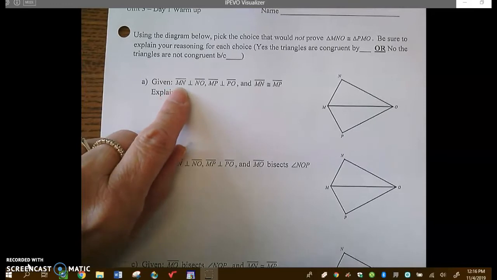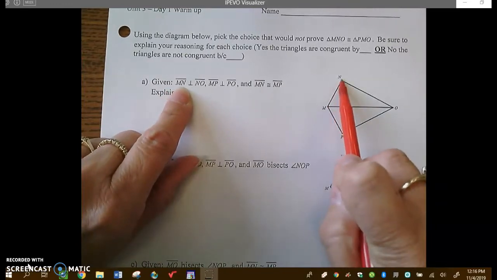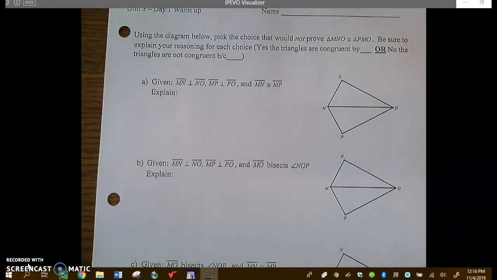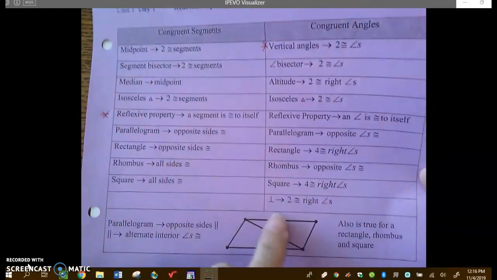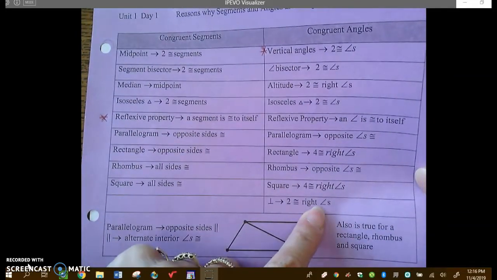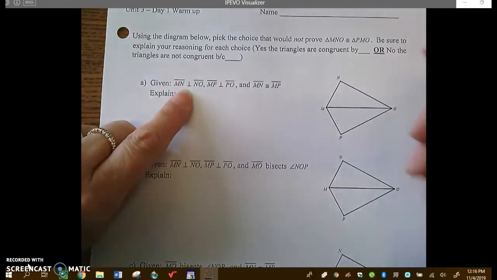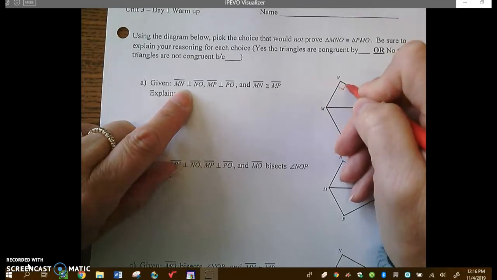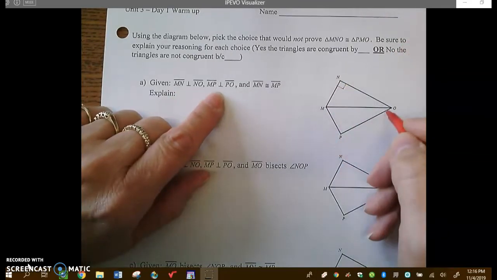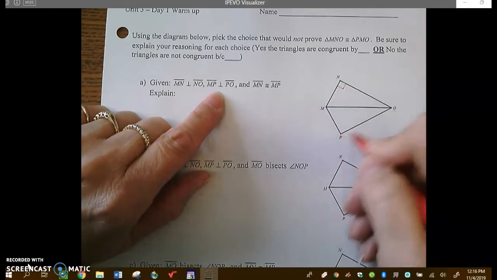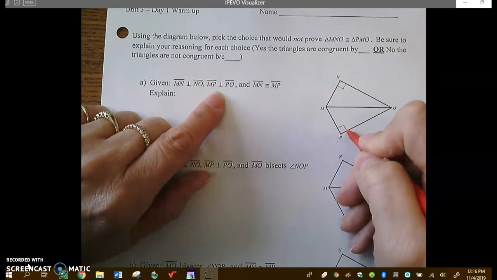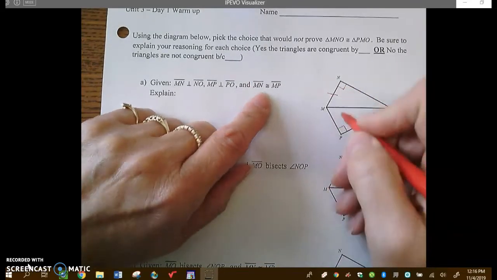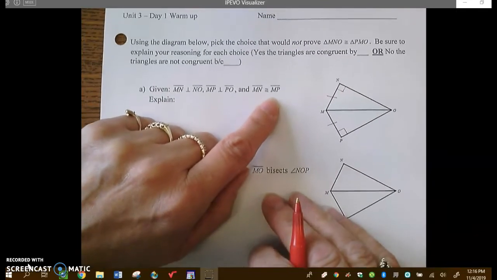So we are given line segment MN is perpendicular to line segment NO. Now, from your purple sheets, you should know that if there's perpendicular, there's 2 congruent right angles. So there's perpendicular segments here at MN and ON, so I know there's a right angle right here at angle N. And then we have another given that line segment MP is perpendicular to line segment PO, so I know there's another right angle there. All right, next given, line segment MN is congruent to line segment MP, so I'm putting those markings in.